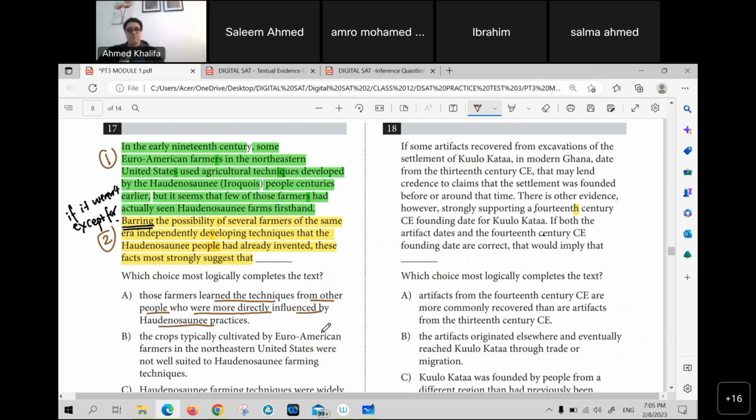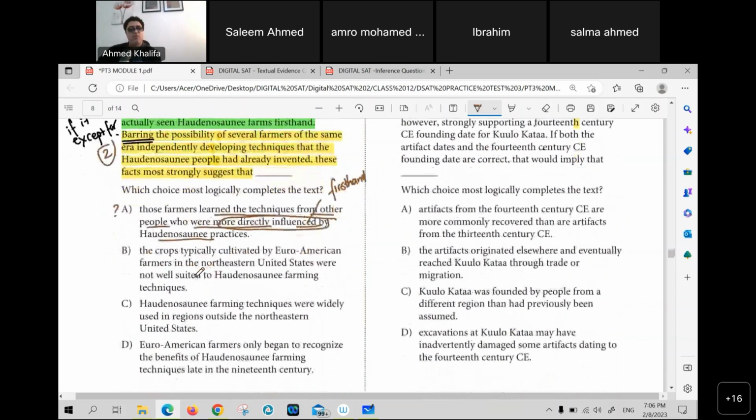What do you think? Again, if it's very few people, that's critical thinking. Look and think like math. If those people haven't lived in the same age and very few farmers had seen the Haudenosaunee farms firsthand, face to face, and some farmers developed it but haven't created it, that means, ladies and gentlemen, that those farmers learned the techniques from other people who were more directly influenced by Haudenosaunee practices. What does more directly influenced mean? Firsthand, affected by. Okay? You understand? Let's stay a bit longer because some people are still not convinced.